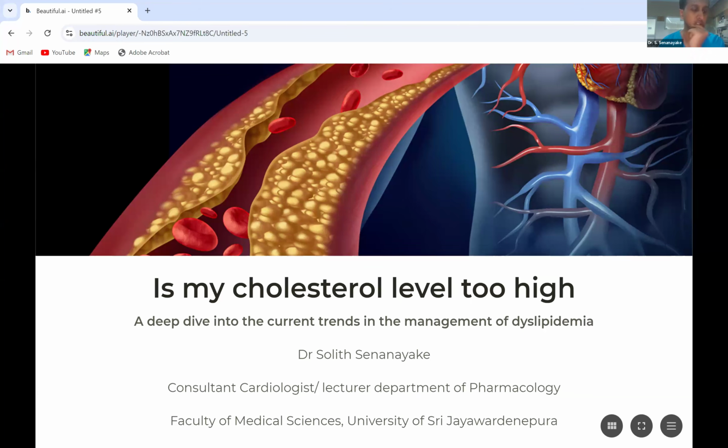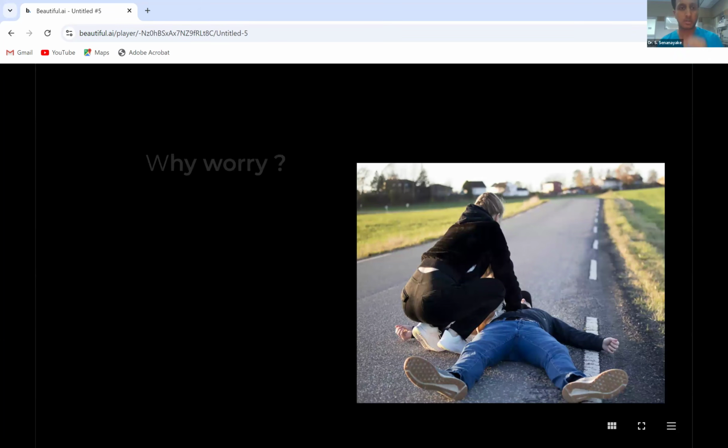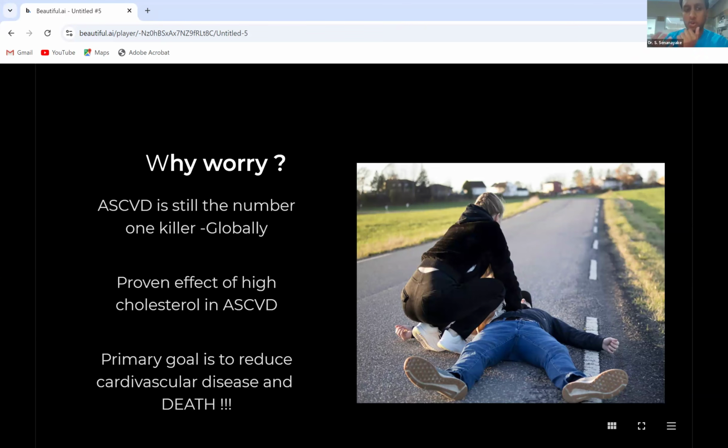So the topic for today is we're going to discuss if your cholesterol or the lipids is too high. Let's talk about what we already know. So why do we have to worry about having high cholesterol or high lipids? There are different theories, and some people even say that having high cholesterol is actually a good thing. So atherosclerotic cardiovascular disease is still the number one global killer. The most common being coronary artery disease, but it's an umbrella term that we use even to talk about stroke. So it is still the number one killer.